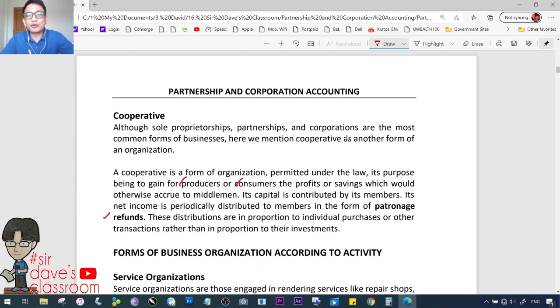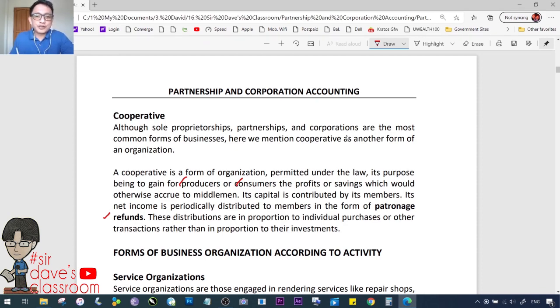So they decided to form a cooperative, okay, for the purpose of acquiring their needs, as yung kanilang farming needs. Ayan. So they formed a cooperative and then they decided to purchase for the entire group, for the entire cooperative, for all the members of the cooperative. In that way, nakakatipid sila.